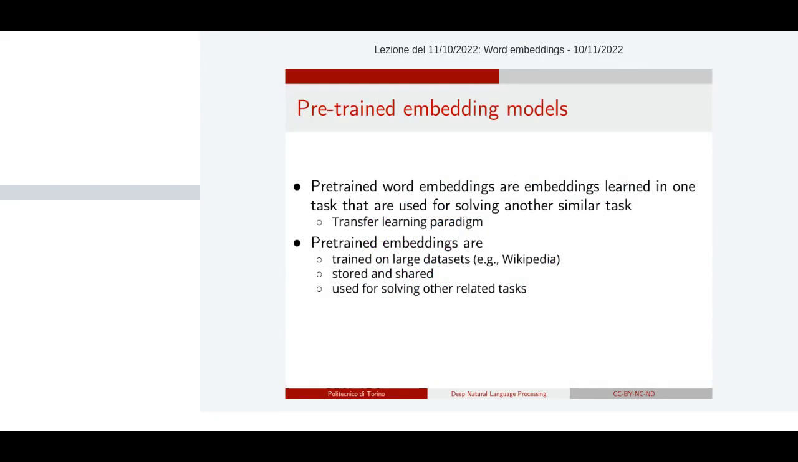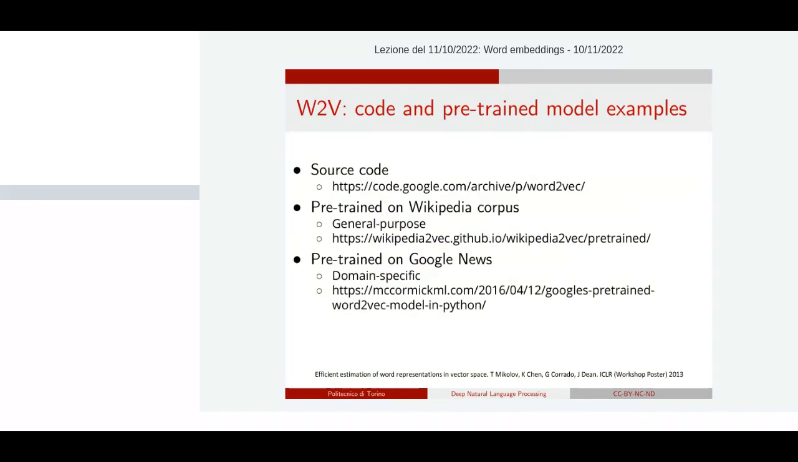There exist already some pre-trained models that you can download and use without redoing the computation from scratch. They are typically general purpose, like a Wikipedia model, and they are language specific because each language has its own words, its own properties. If you want a different language, you have to train it separately. But they can, of course, be reused for different purposes and shared. Here you can find some examples of models. The Wikipedia corpus is general purpose, whereas the Google News is more focused on media-related topics.